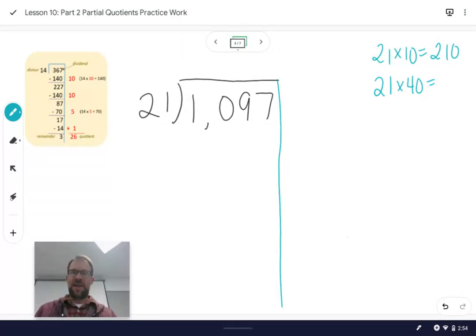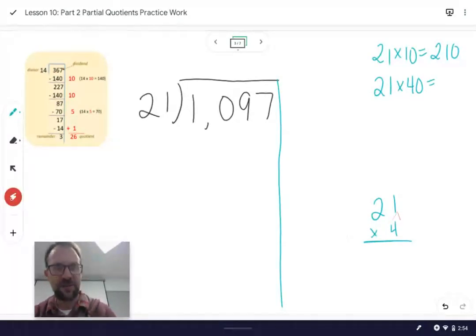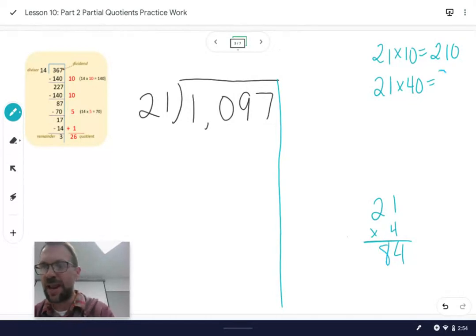I don't know what that is in my head. So I'm going to quickly come down here and just do a very quick traditional multiplication. 21 times 4. You could do this on a separate piece of paper if you needed to, okay, to save space. And I'm going to do 4 times 1. That's 4. And 4 times 2, just like we learned. That's 8. 84. So I'll come up here and I'll write 84.